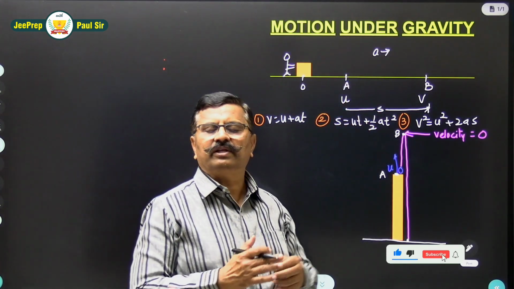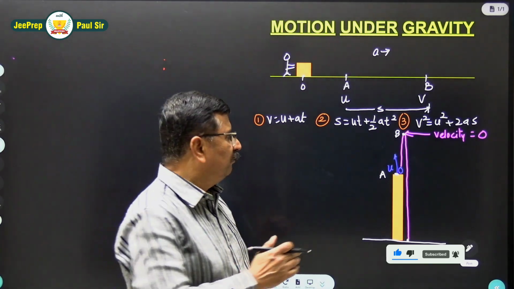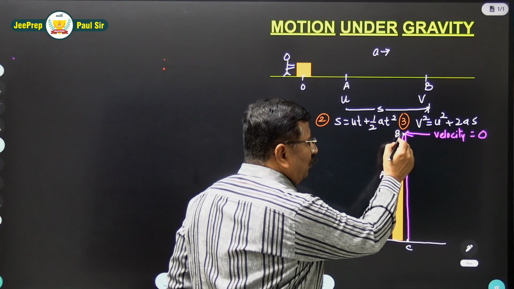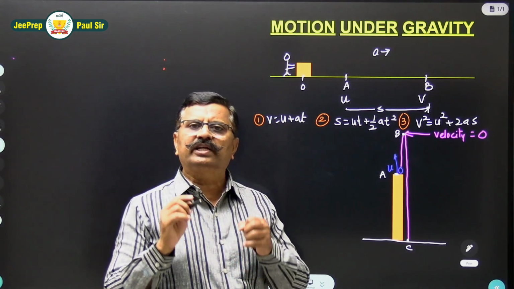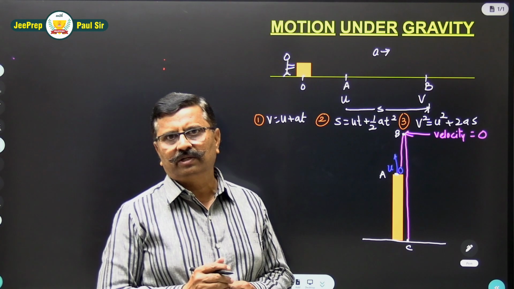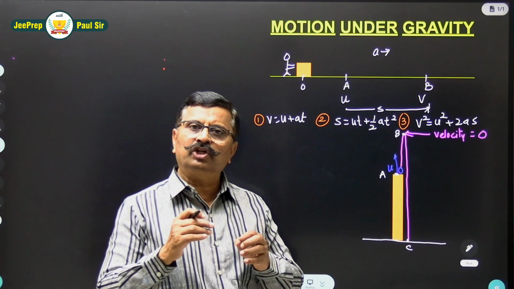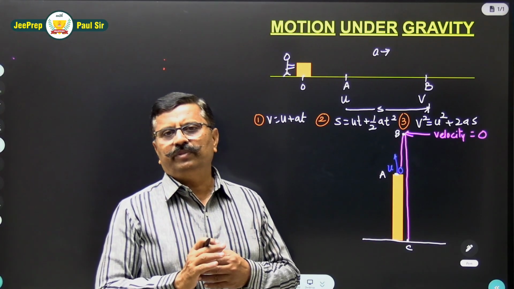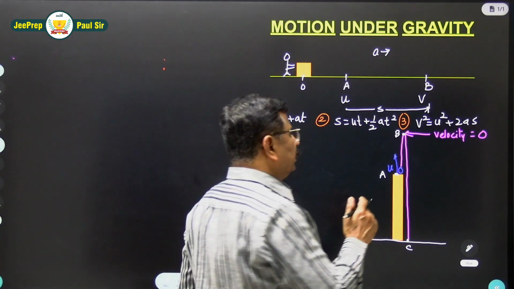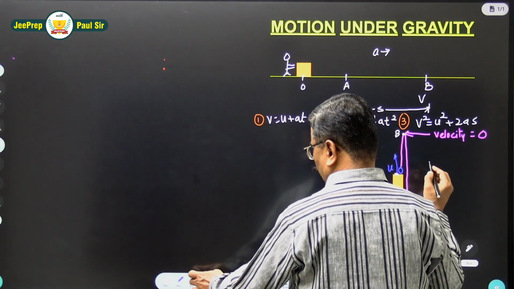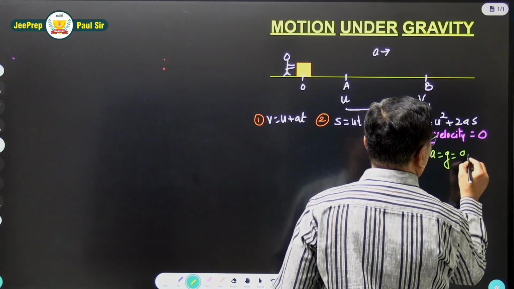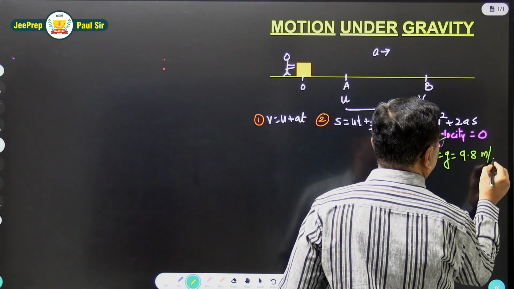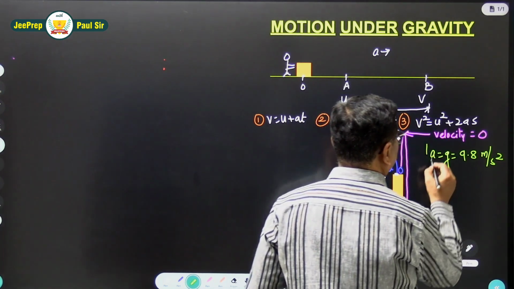Now, here one interesting thing happens. When the body starts falling from point B to point C, then every second its velocity increases by 9.8 meters per second. So the acceleration of the body is 9.8 meter per second square. So that acceleration which the body attains is the acceleration due to gravity, and the value is 9.8 meter per second square.